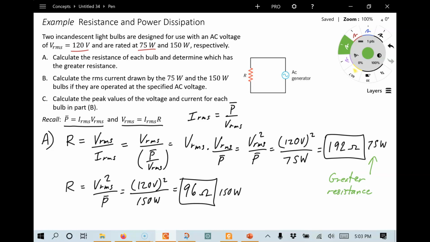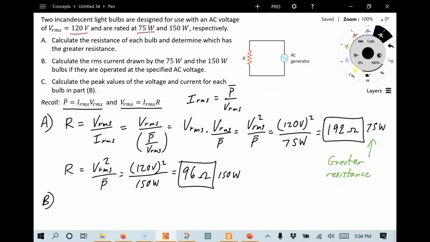Let's look at part B. Calculate the RMS current drawn by the 75 watt and the 150 watt bulbs if they're operated at the specified voltage. So we're going to go ahead and operate these at 120 V RMS. This is what we have coming out of the outlets in the United States here. Well, I can use Ohm's law just like before right here. We're going to go ahead and calculate I.